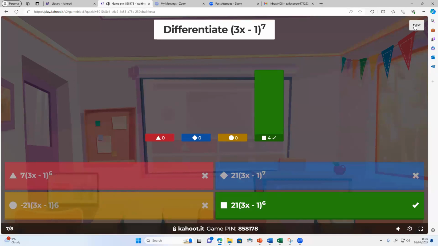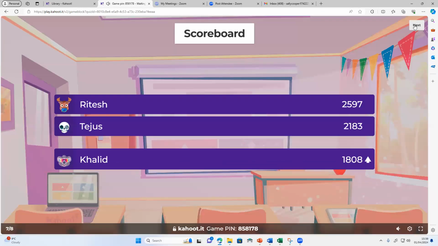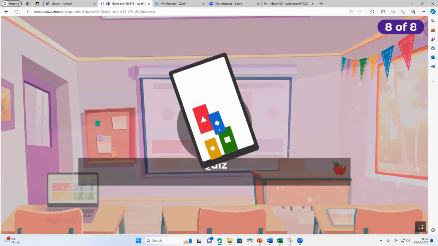So yeah, I'm good at that. So it's going to be 21 on the front. Well done.